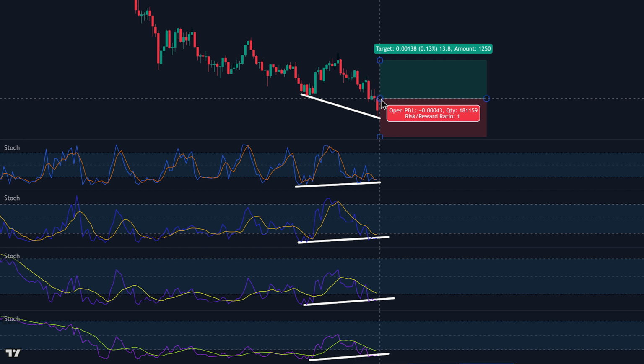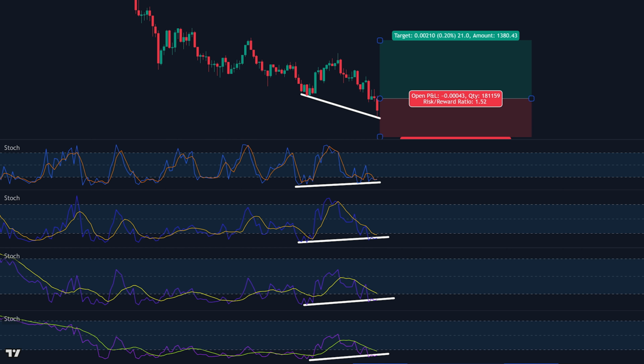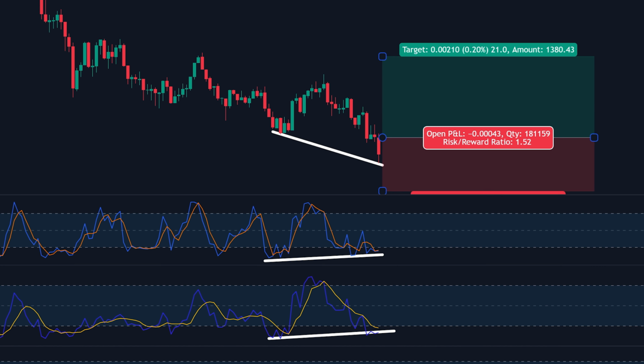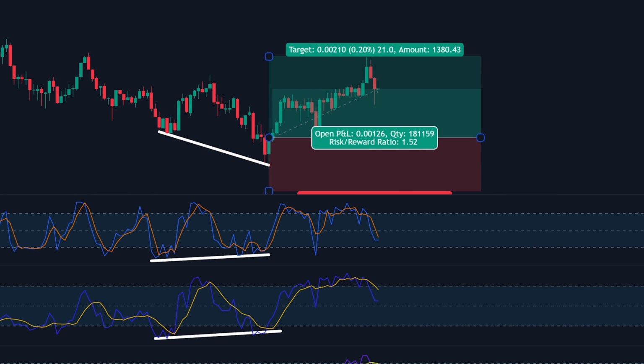To manage your risk, set a stop loss below the most recent swing low. Your profit target should be determined by a risk-to-reward ratio of about 1 to 1.5. Meaning that for every unit of risk, you are aiming to make 1.5 units of profit.